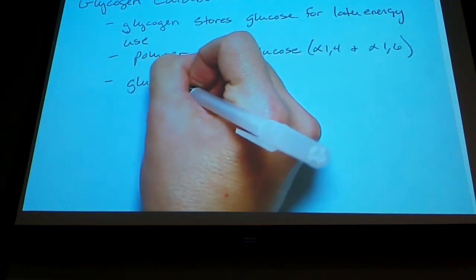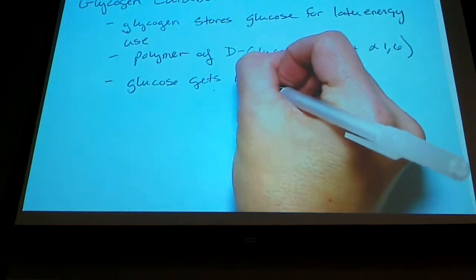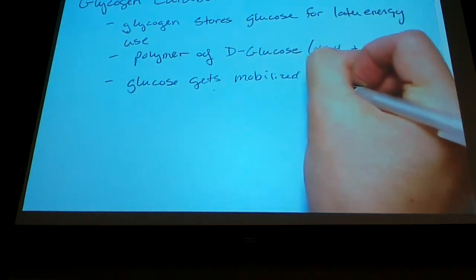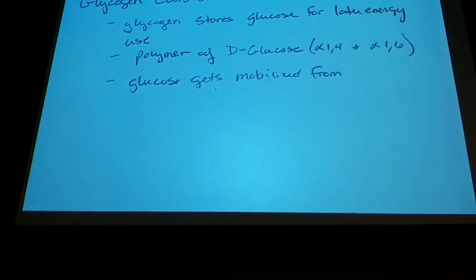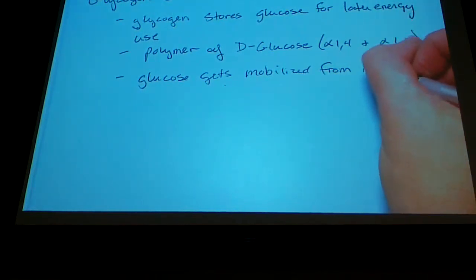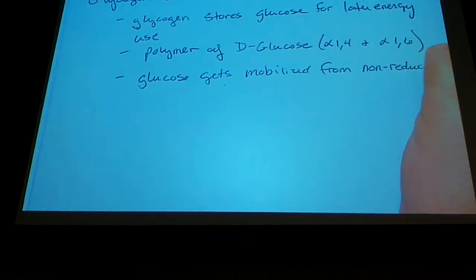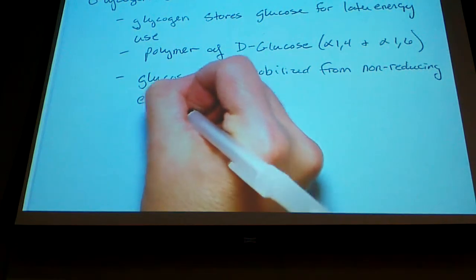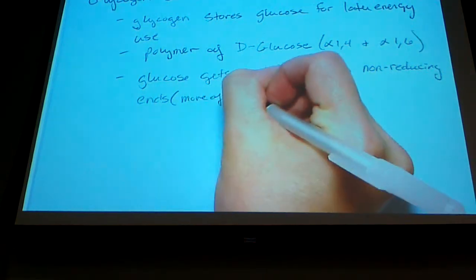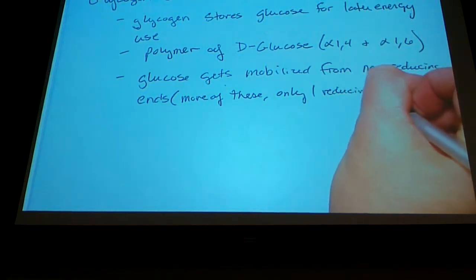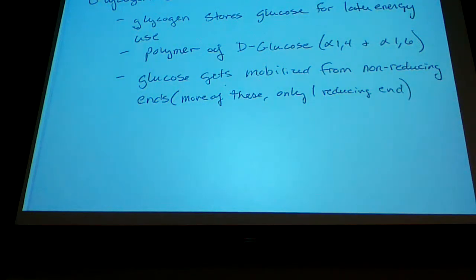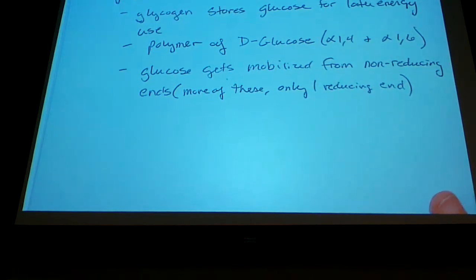Glucose gets mobilized from reducing or non-reducing ends. Non-reducing. Why? There's more of them. There's only one reducing end. And that way it can be more rapid if you are desperate for some glucose.